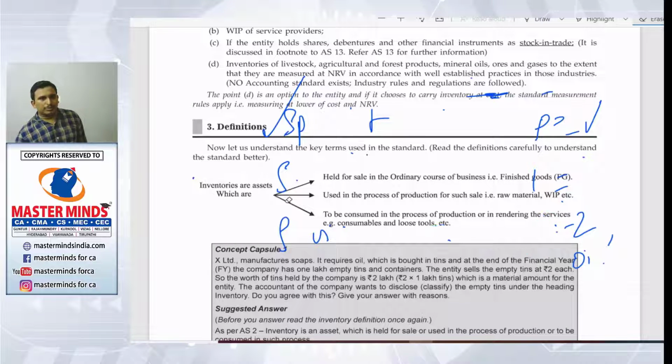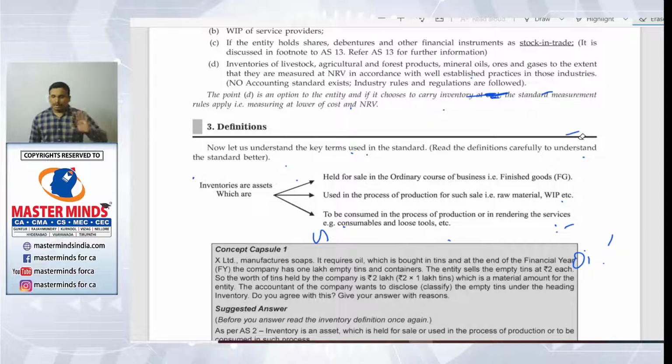Let me quickly revise the definition of inventory I've discussed so far. Inventories are the assets held for sale in the ordinary course of business, or in the process of production, or held for consumption. Consumption includes both raw materials as well as any consumables. But spare parts, standby equipments and servicing equipments are considered only if they do not satisfy the definition of PPE, but generally they satisfy it, and hence generally they are considered as per AS10. So that is the definition of inventory.